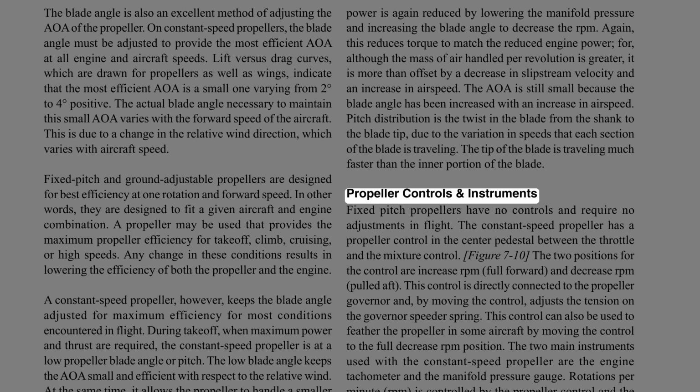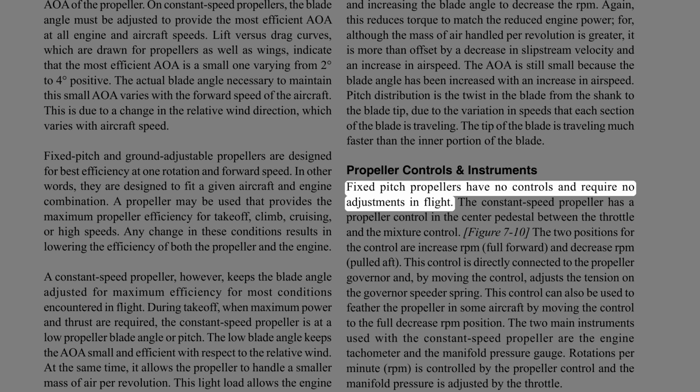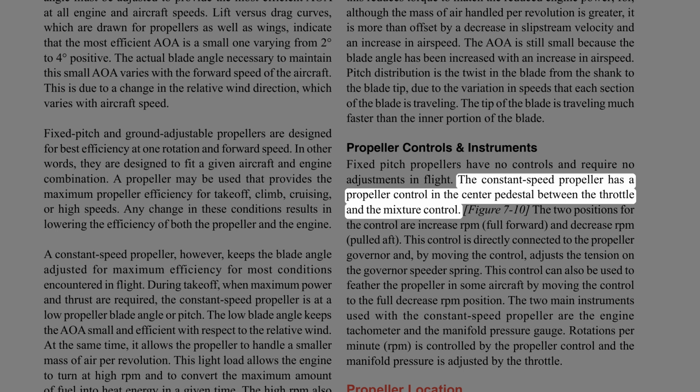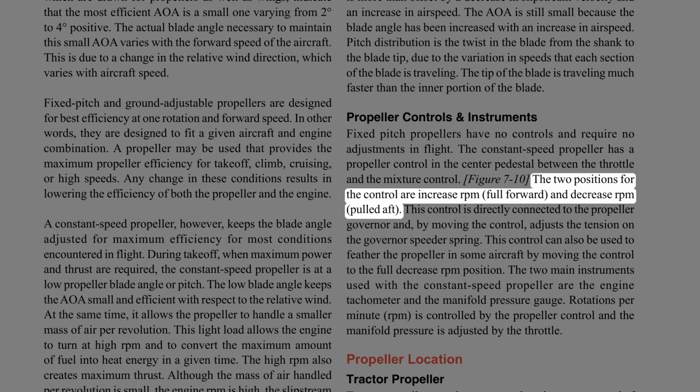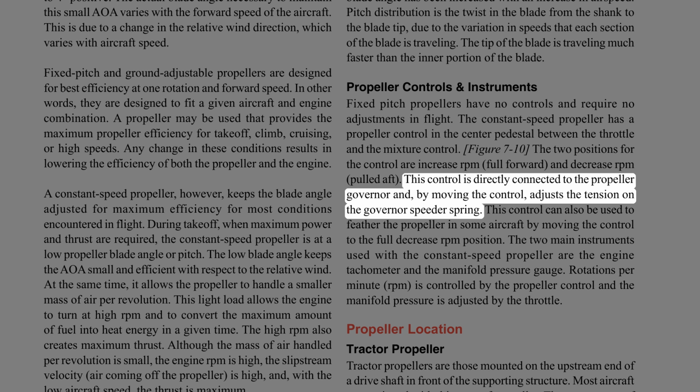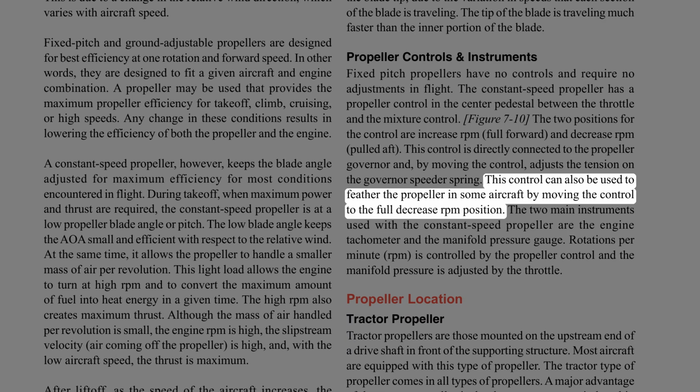Propeller controls and instruments. Fixed-pitch propellers have no controls and require no adjustments in flight. The constant speed propeller has a propeller control in the center pedestal between the throttle and the mixture control. The two positions for the control are increase RPM, full forward, and decrease RPM, pulled aft. This control is directly connected to the propeller governor and, by moving the control, adjusts the tension on the governor speeder spring. This control can also be used to feather the propeller in some aircraft by moving the control to the full decrease RPM position.